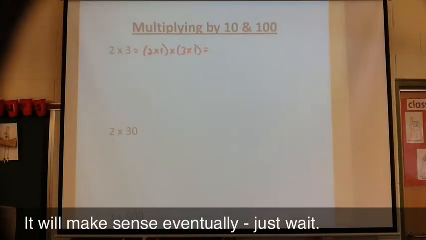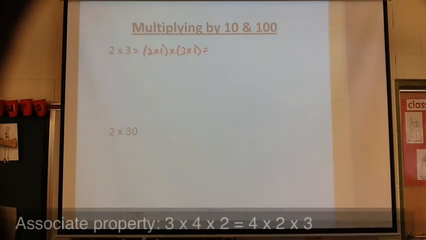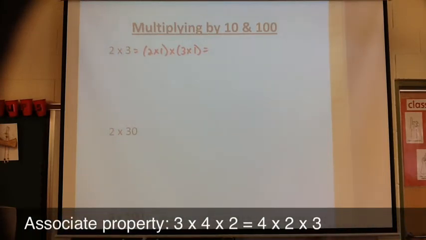Now, the associative property says when you've got 3 or more factors you're multiplying together, it doesn't really matter the order. And we know from the commutative property, same thing. When you're multiplying, 4 times 3 is the same as 3 times 4. So as long as it's all multiplication, it doesn't matter the order.